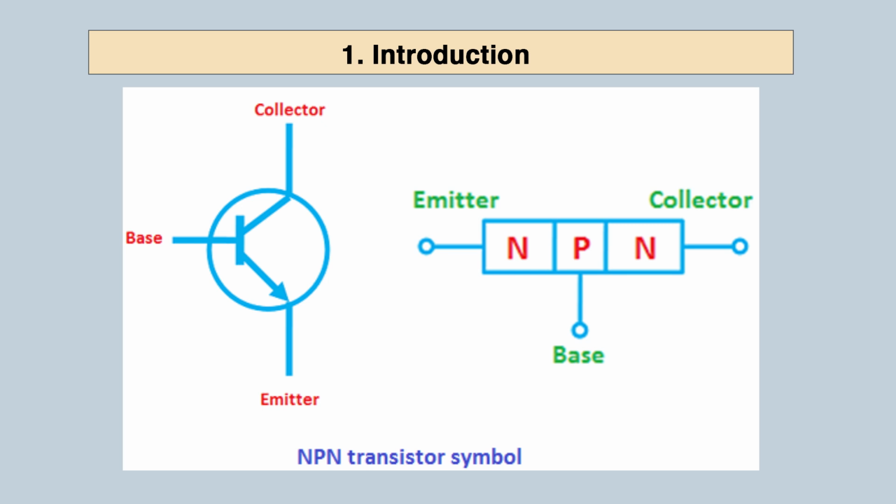In the case of a PNP transistor, the emitter and collector will have P-type impurity. They will be doped by P-type impurity and the base will be doped with N-type impurity. The base is in a sandwich condition between the emitter and the collector.